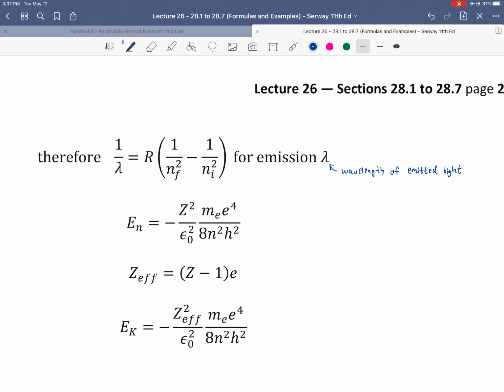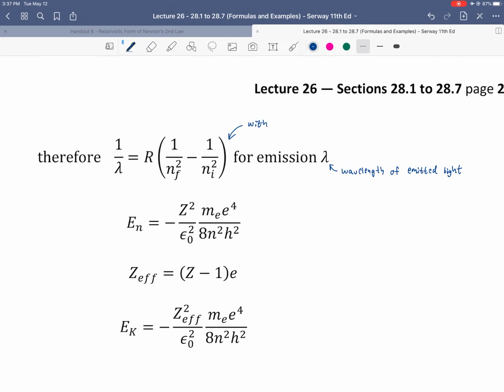All right, and we know that this is work that we're talking about emission of light, and of course we're talking about wavelength. It's never electron wavelength, it's always photon wavelength. And we know we're talking about emission because we're going from n initial to n final, so we're subtracting where n final is smaller than n initial.